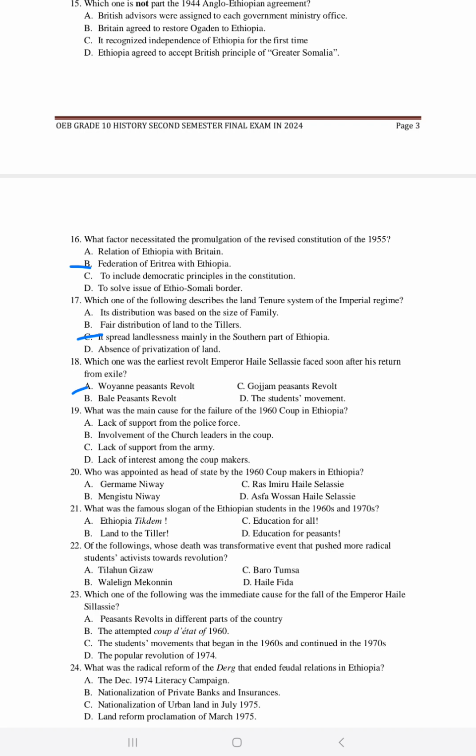19. What was the main cause for the failure of the 1960 coup in Ethiopia?